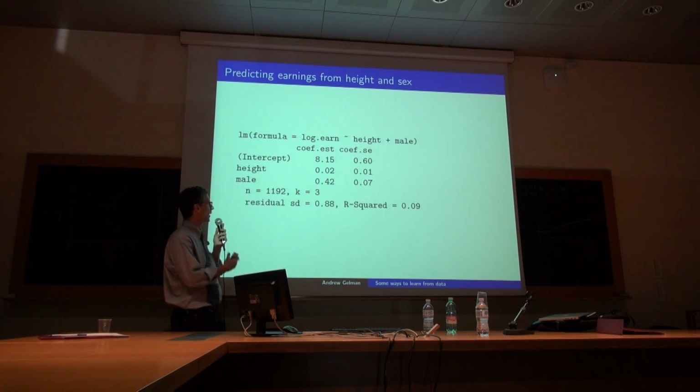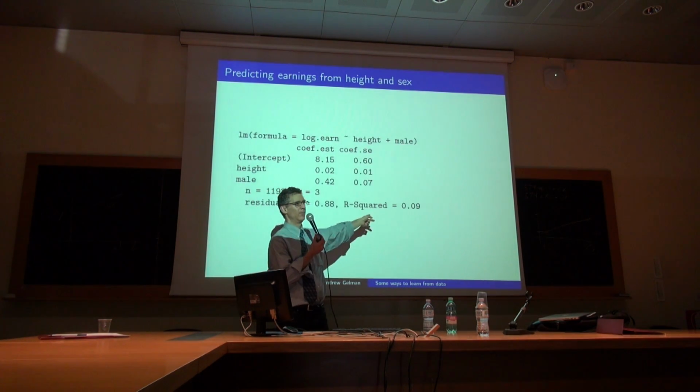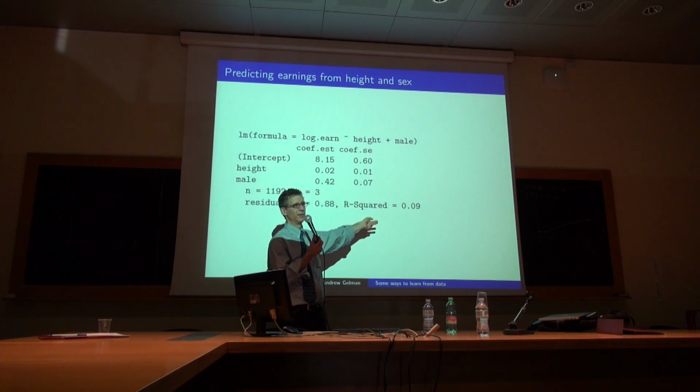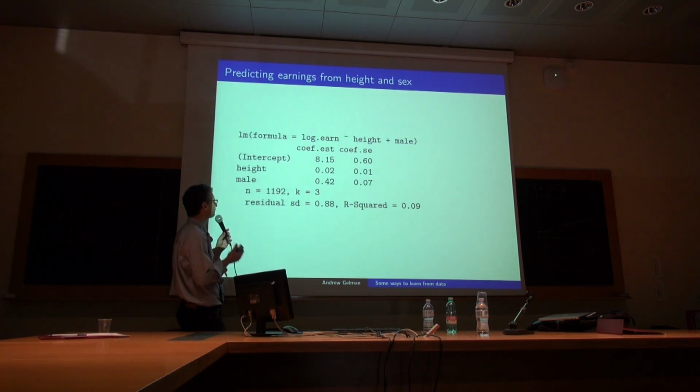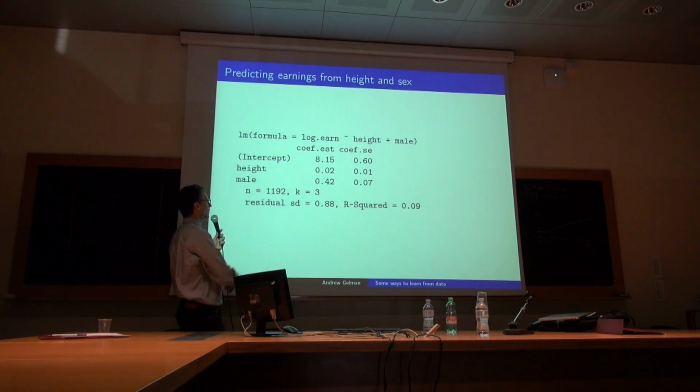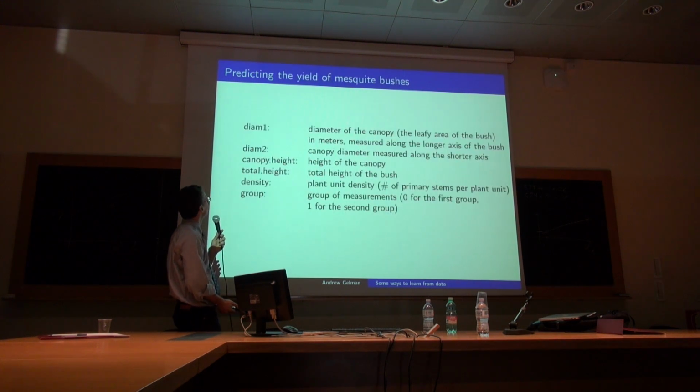Of course, the R squared is only 0.09, which is good, right? Because if the R squared was a big number, then that would mean most of your earnings could be explained by your sex and your height, and that's not really appropriate unless you're a basketball player. So it's good news there, the low R squared.